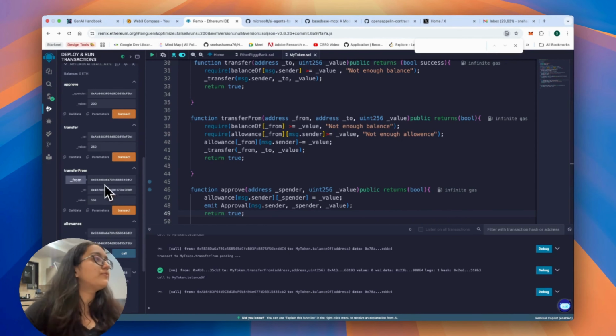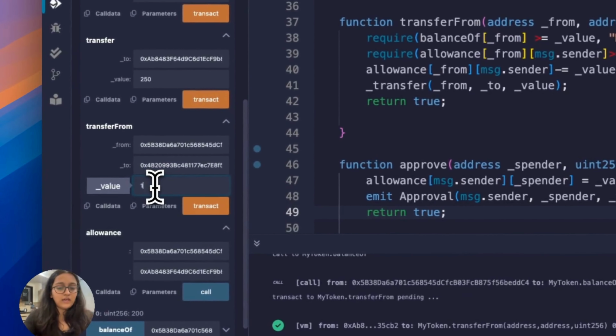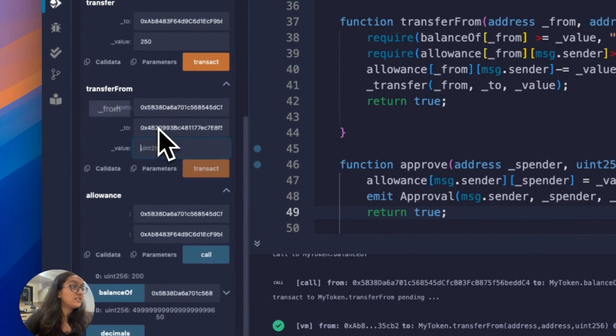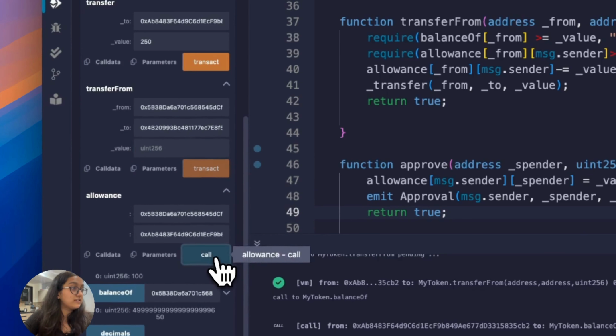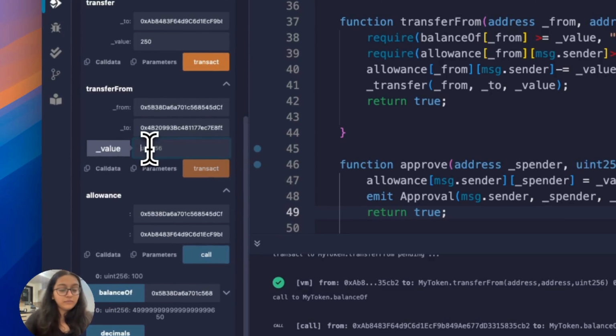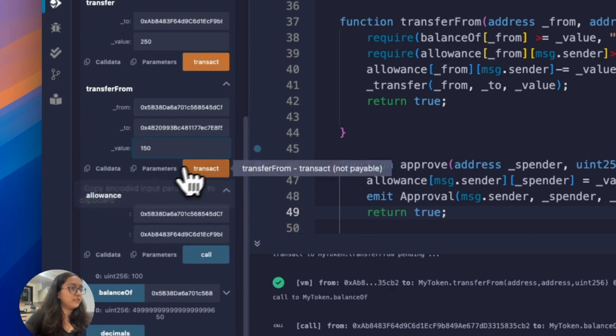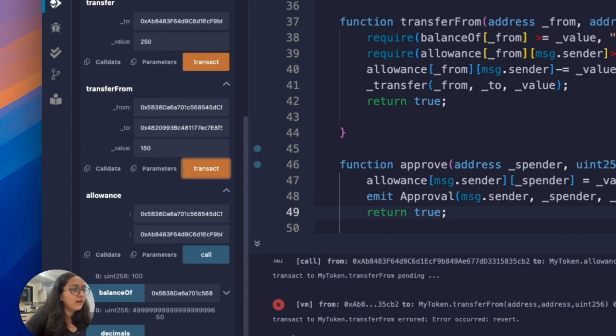Now imagine if this particular account says, hey, now you know how much is the allowance, right? Let's check this. 100 is left. Now let me say I want to transfer 150 and transact it. And it says, hey, not enough allowance. Why? Because it's only 100 left. So that is how it is happening.